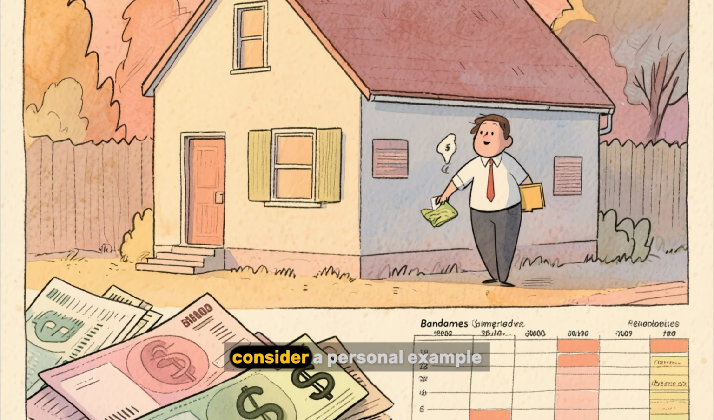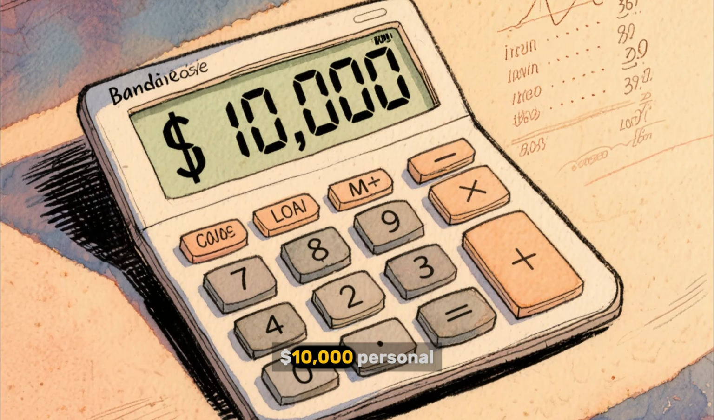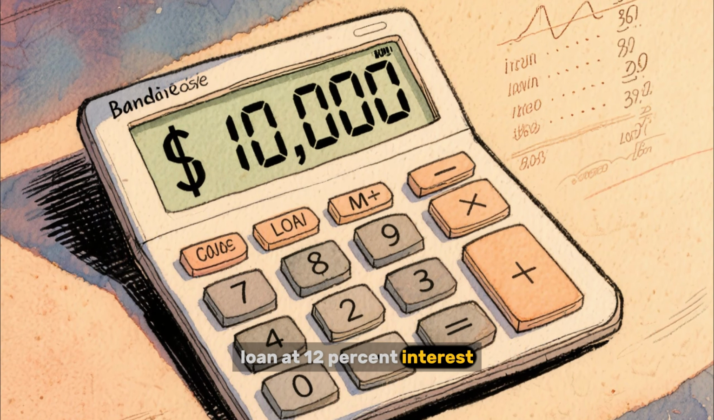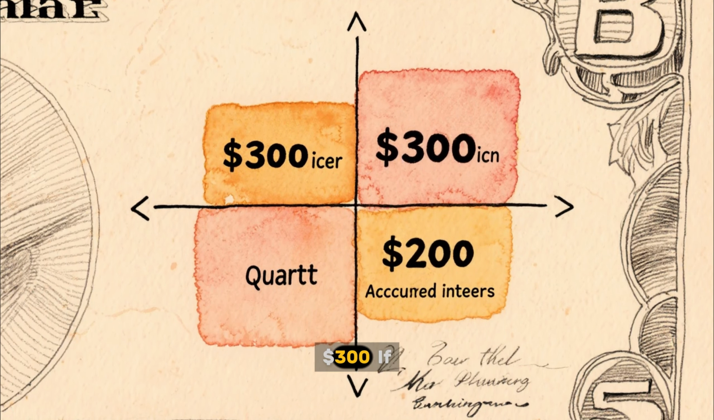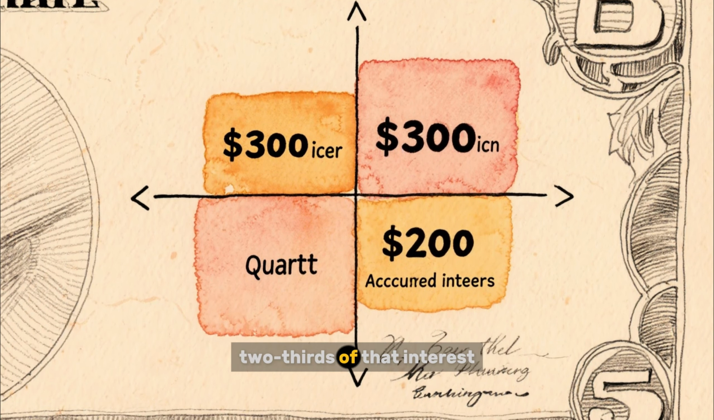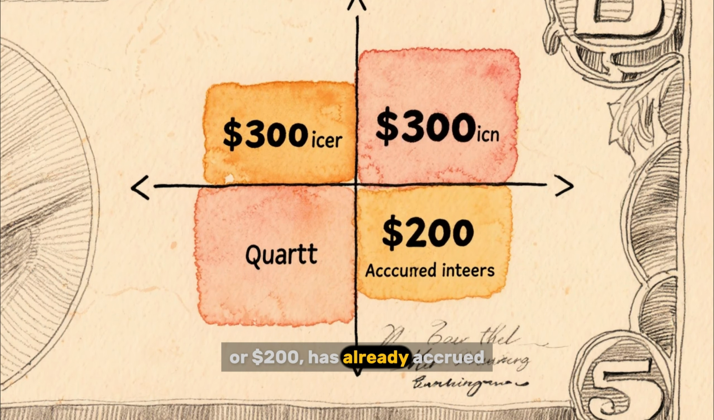To make it more relatable, consider a personal example. Suppose you have a $10,000 personal loan at 12% interest, with payments due every 3 months. Each quarter's interest is $300. If your year ends after 2 months, 2/3 of that interest, or $200, has already accrued.